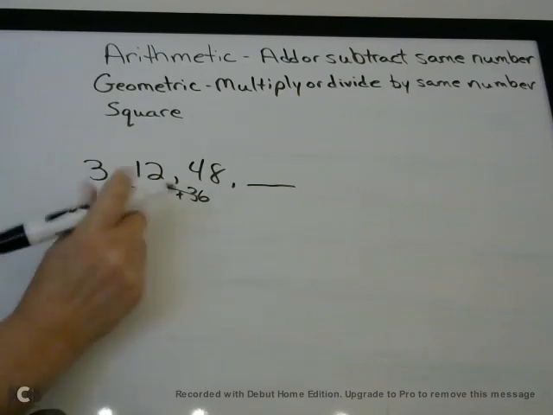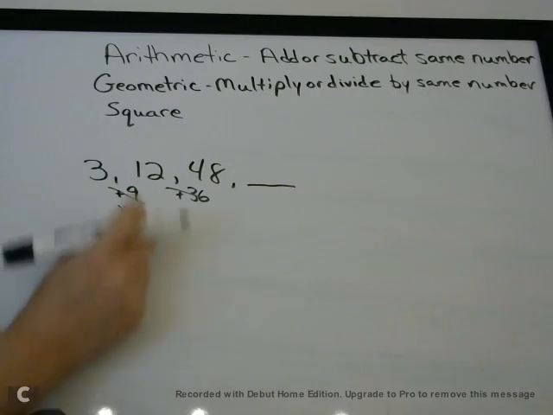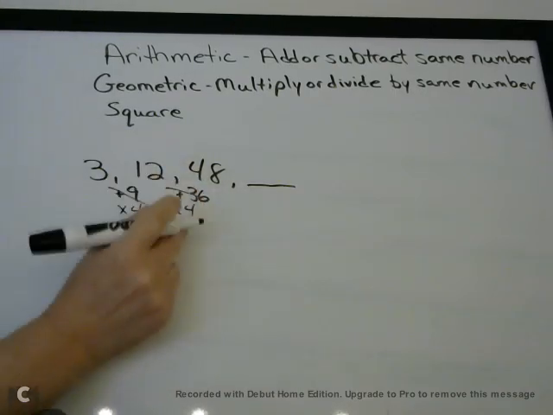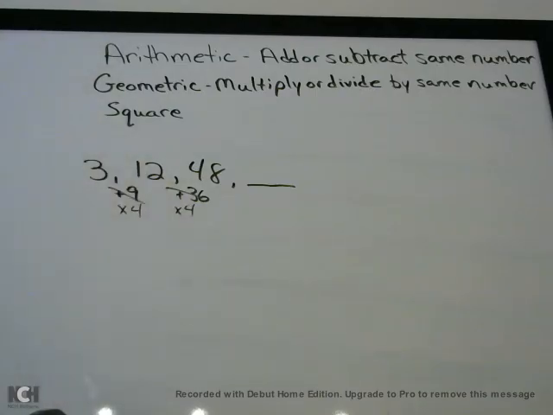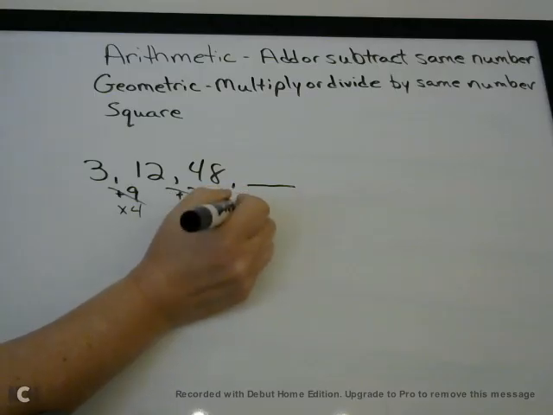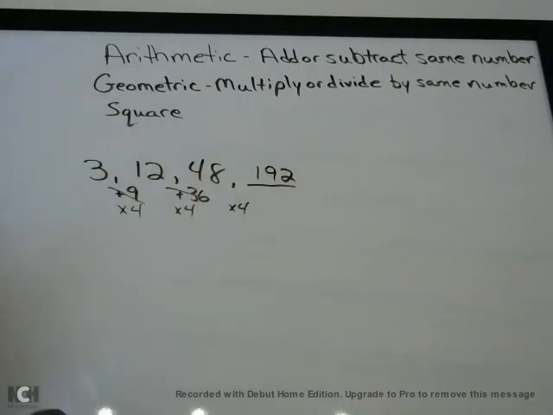To get from 3 to 12, we have to multiply by 4. 3 times 4 is 12. To get from 12 to 48, you have to multiply by 4. 12 times 4 is 48. These are the same, so we have a geometric sequence. So now all we do is multiply by 4. 48 times 4 is 192. So that would be the next number.